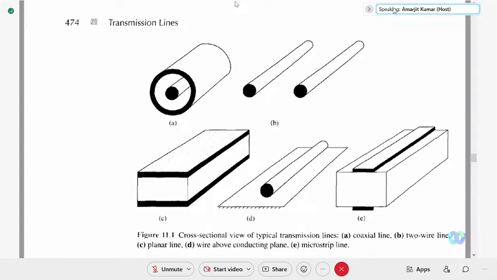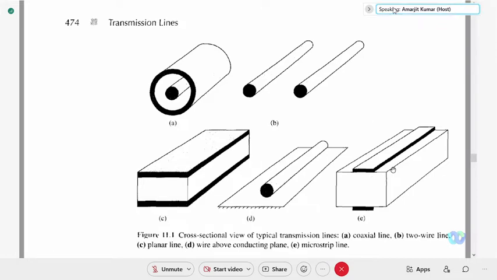And second, we have the two-wire transmission line. What is the use of the two-wire transmission line? It is used in power transmission cable, at low frequency. Then we have a planar transmission line, or parallel plate, you can say. We have two conductors separated by a dielectric. The other planar transmission line which is most commonly used is the microstrip line.